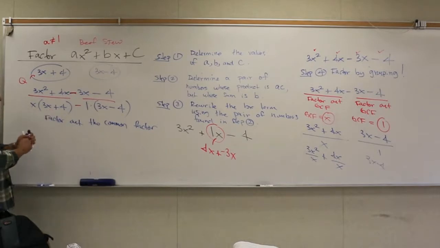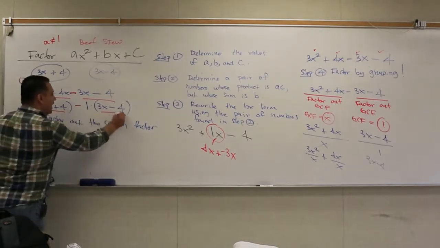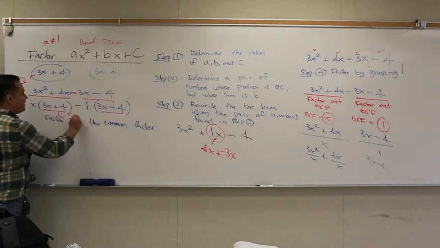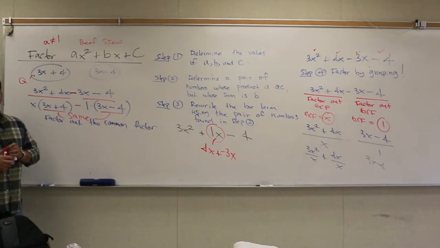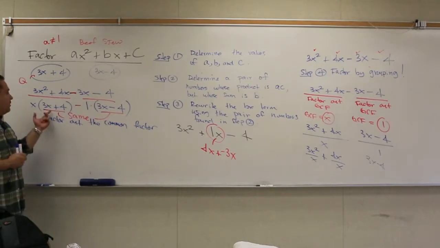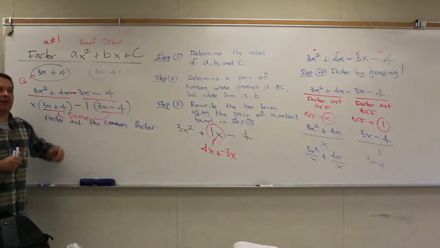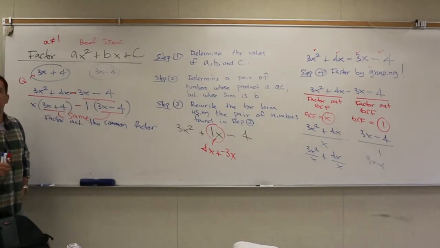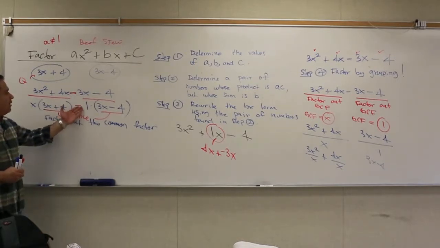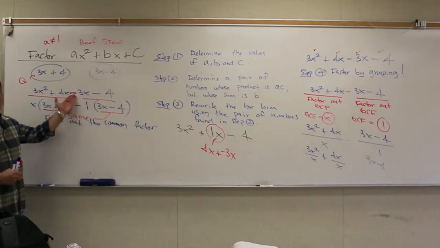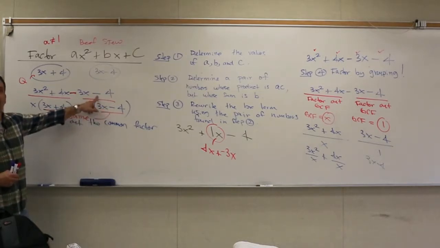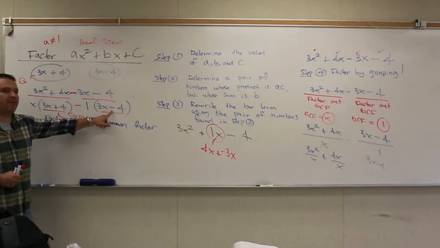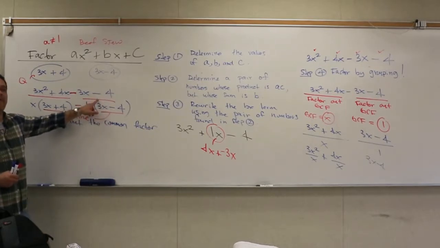Wait a minute. Wasn't this supposed to be the same? I think we talked about this. Is that right? It's not the same. This is 3x plus 4. This is 3x minus 4. Now let's double check. What's negative 1 times 3x? Negative 3x. What's negative 1 times negative 4? It's not negative 4. That's positive 4. This says negative 4.